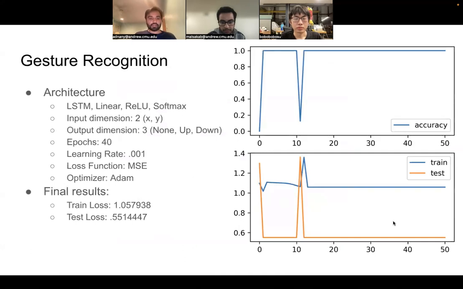Then we have our gesture recognition model. We approach this via a long short-term memory model, and then linear, ReLU, and softmax as well. Input dimensions were the coordinates, X and Y, and the output dimension was the class: none, up, and down. Epochs were 40, and our training loss was 1.057938, and our test loss was 0.5514.